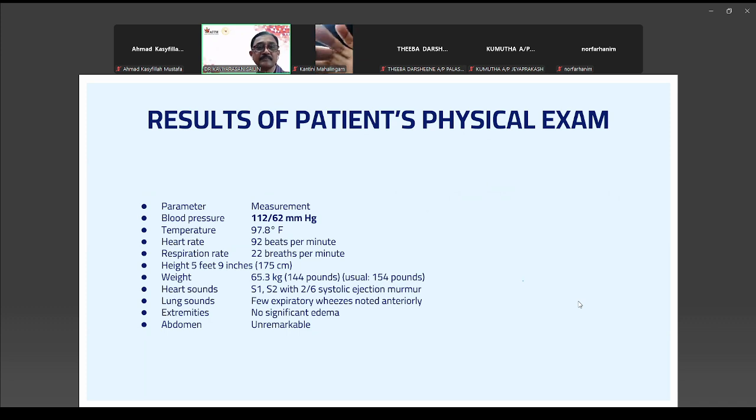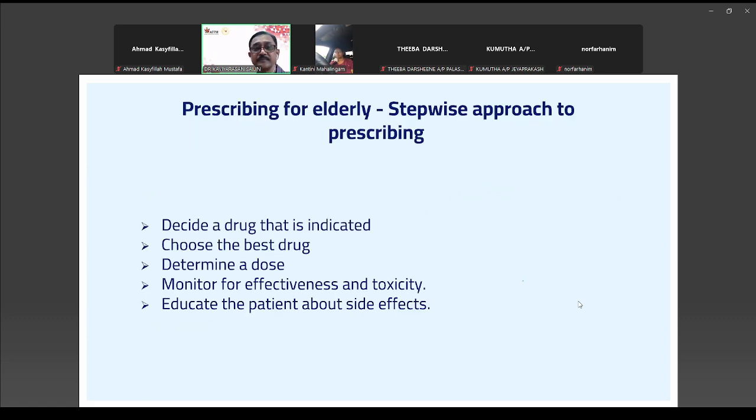His blood pressure is okay, temperature is normal, heart rate is okay, respiratory is okay, height and weight are there. There are few lung crackles. There's no edema and the rest is unremarkable. So now what are you going to do? You're going to take a stepwise approach. How are you going to approach this patient?